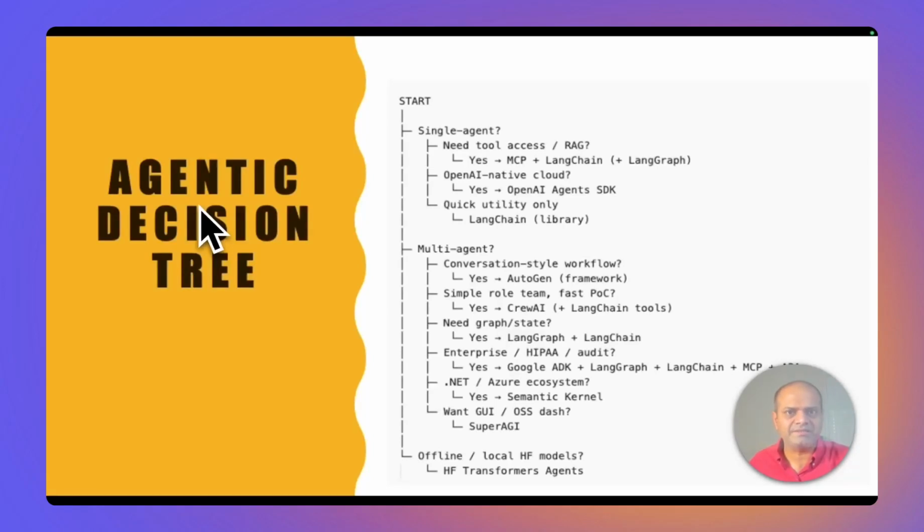based on the agentic system. If you're using .NET, Semantic Kernel is another option within the Azure ecosystem. If you want an open source version with a GUI, then Super AGI is another one. Offline, there is also Hugging Face Transformers Agents.